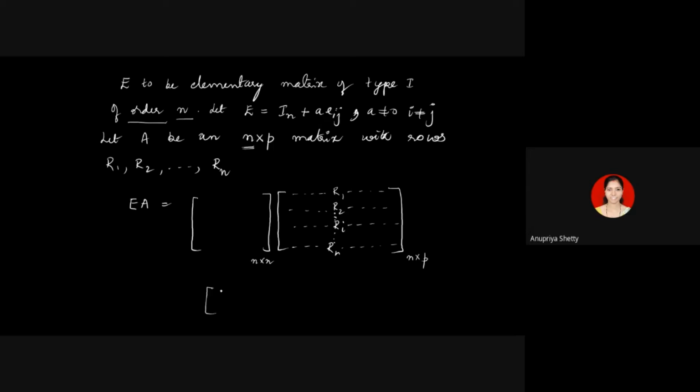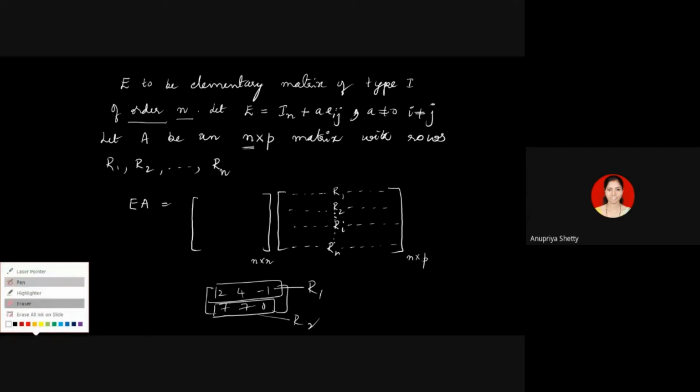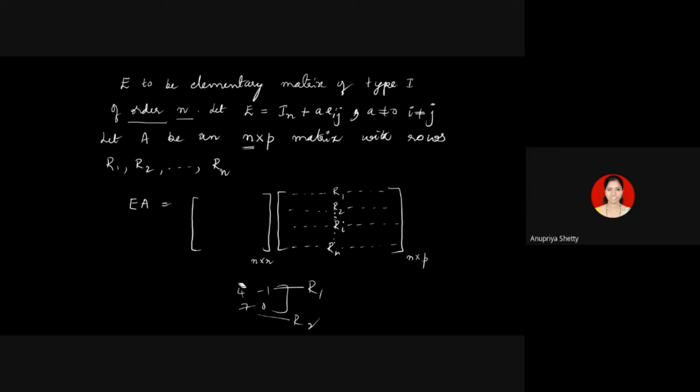If I take a matrix A with, say, 2 rows, I'll take the first row. How many entries does it have? 3 entries. Second row, how many entries? 3 entries. So the number of entries in each row is the same as the total number of columns. I'm going to call the first row R1, the entire row, and the second row R2. The entire row is called R1, the entire row is called R2, and the number of entries in each row is the same as the number of columns. Keep that in mind.